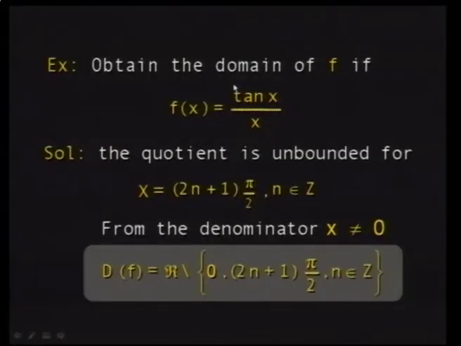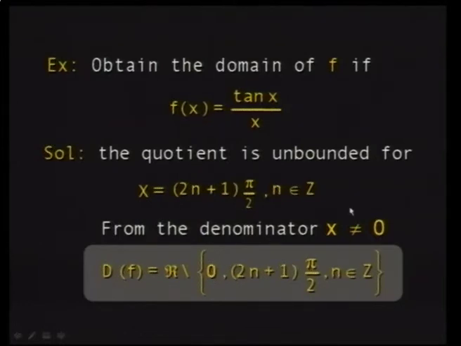Obtain the domain of f if f is given in the form of tan x over x. We know tan x has an infinite number of asymptotes, so in the domain you have to exclude these values, (2n plus 1) pi by 2, but also you have to exclude 0. Why? Because you cannot divide by 0. When you find x in the denominator, it means you have to exclude the roots of the denominator, so the single root here, x equal to 0.